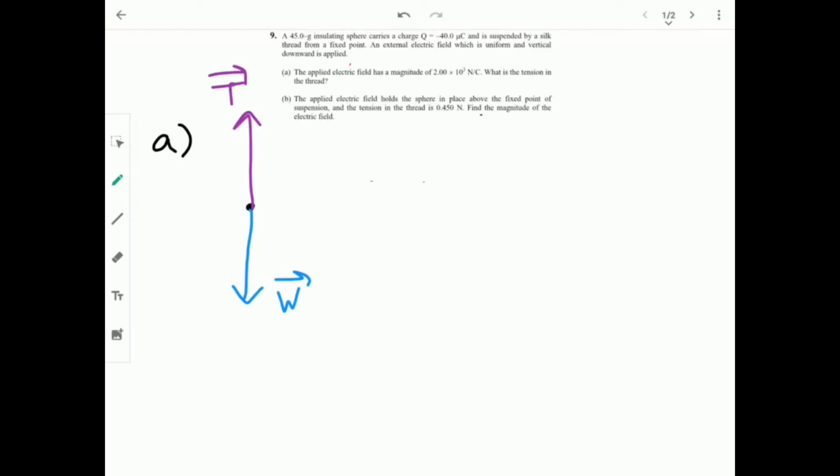So now let's think about the free body diagram for a second. This here is the electric sphere. I've drawn the weight down and the tension up because it's suspended by the silk thread. Do you think I've drawn all the forces? No, right? Because it says there is an external electric field which is uniform and vertical downward. Now, as we all know, the electric force is equal to the charge times the electric field. Since the charge is negative, the direction of the electric force is opposite the direction of the field. Since the field is downwards, then the force is upwards. So let me just draw the force like this. This is the electric force.